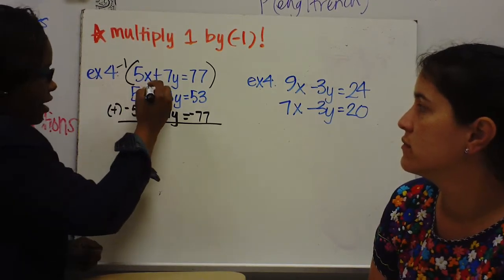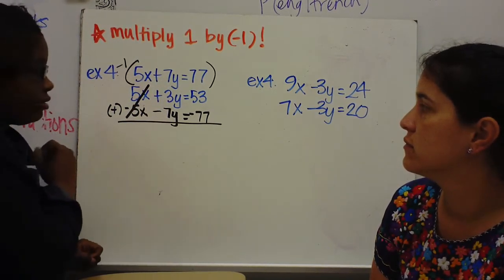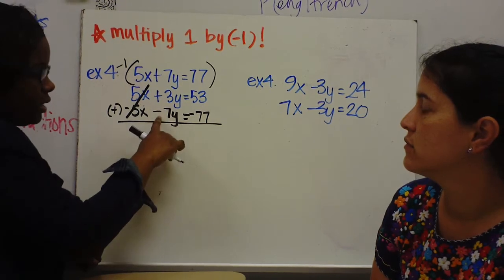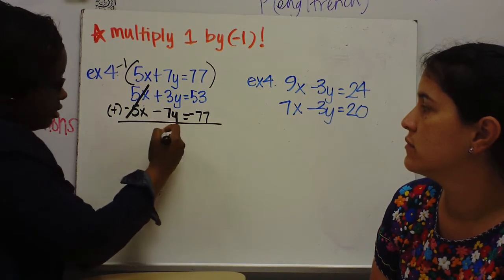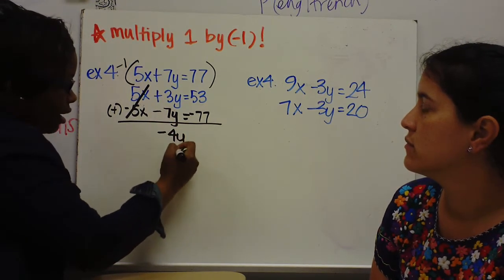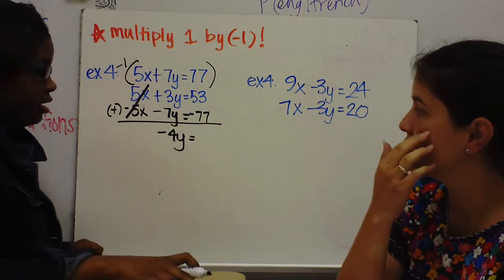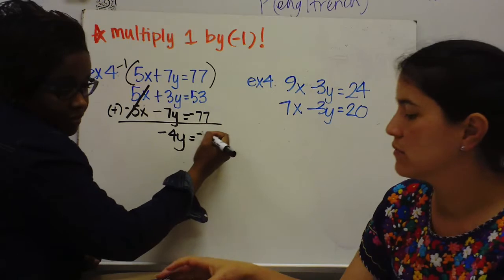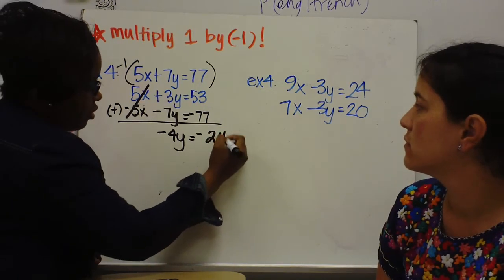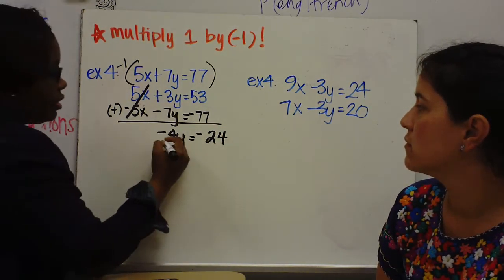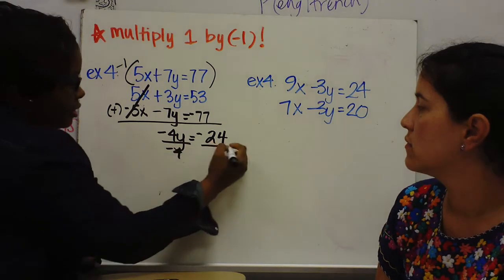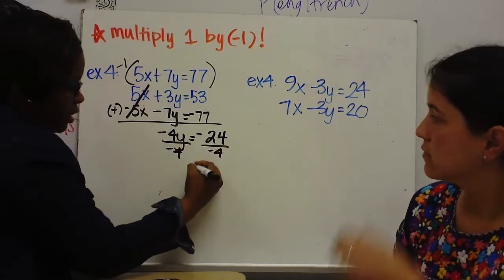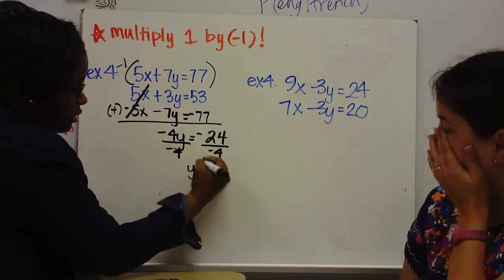5 plus -5 equals 0, so that cancels out. 3 plus -7 is -4y. And 53 plus -77 is -24. Alright, then you're going to divide by -4 on both sides. So we get y equals +6.